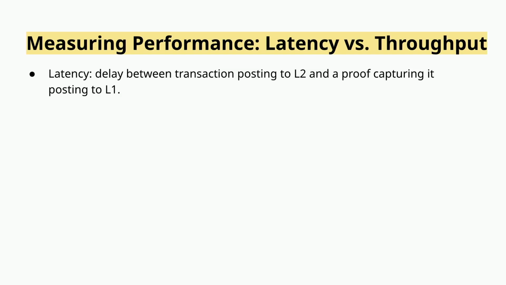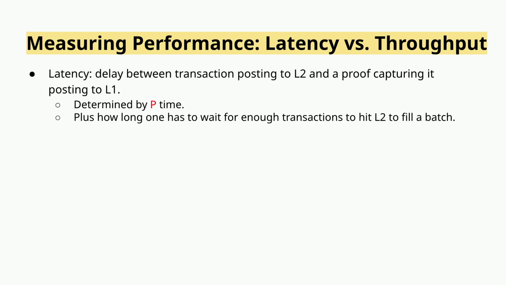Okay. So in a little more detail, there are two performance notions that I think are really important for a rollup. This is latency and throughput. Latency is the delay between when a transaction happens on the L2 and when a proof capturing that transaction gets verified on L1. It's like a lag time. And there prover time does matter, right? Because if it takes the prover a week to produce that proof, that's a week of latency.